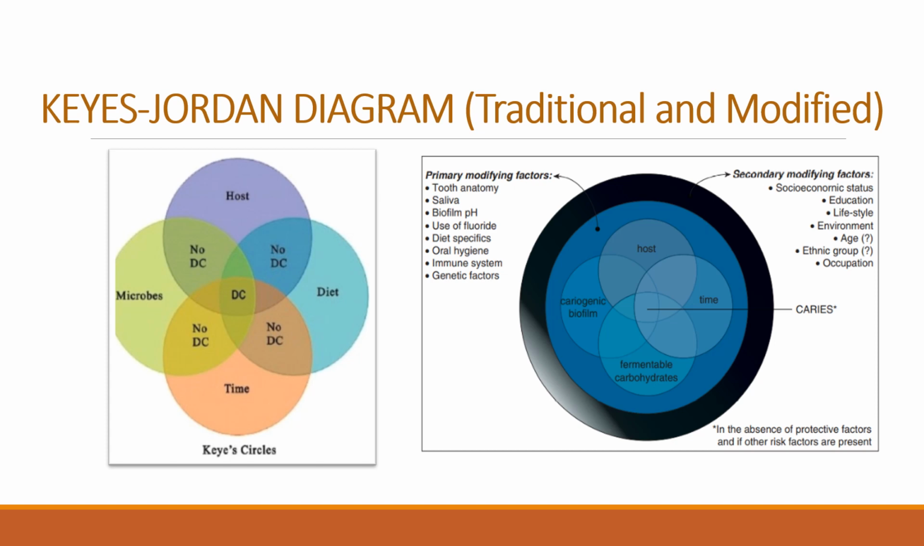There is a fourth circle which is the time or the frequency factor. So it depicts the duration of the interaction of all the other factors, that is the host, the microbes, and the diet.